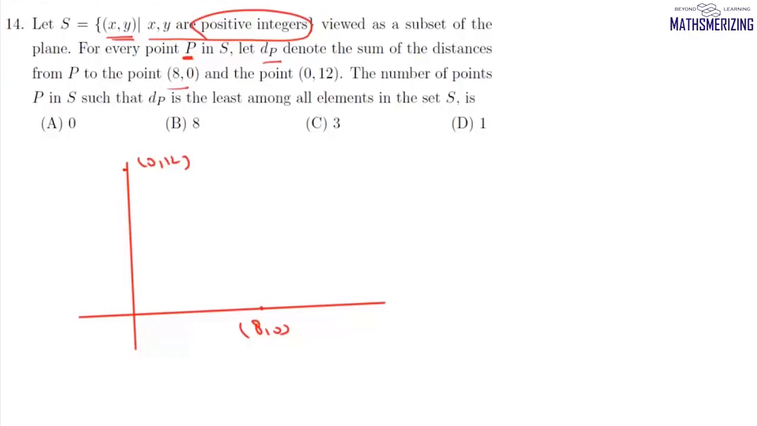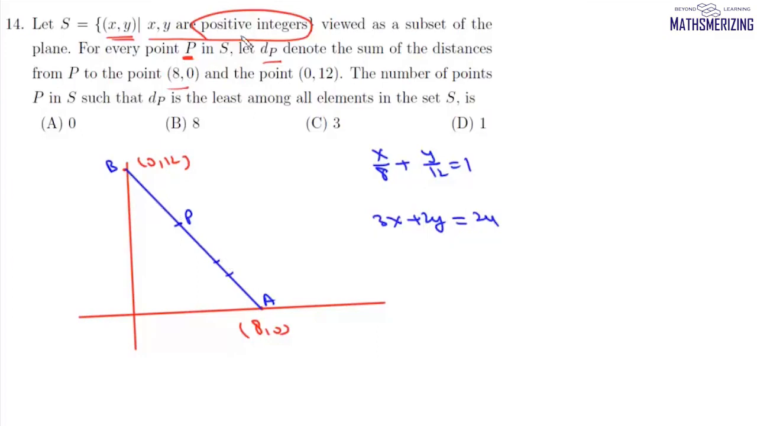Now we know that the sum of distances of P from these 2 points will be minimum when this P lies on this line segment, say AB. So this P must lie on this line segment AB. Now the equation of this line AB is x by 8 plus y by 12 equals 1. Now we can write this as 3x plus 2y equals 24. Now we just need to find all the integral coordinates on this line segment AB.